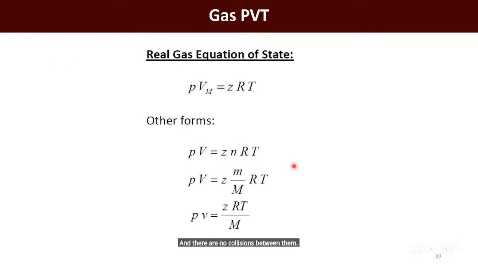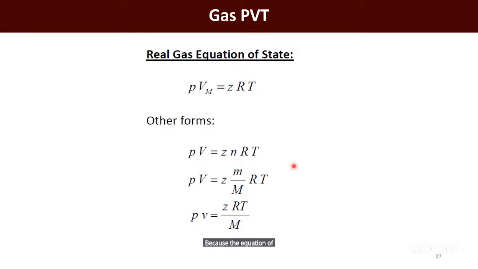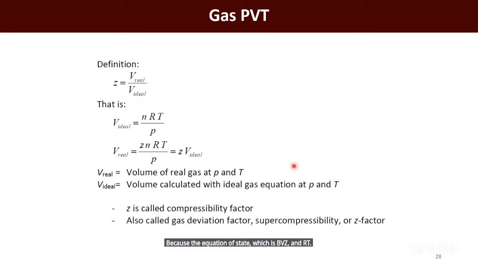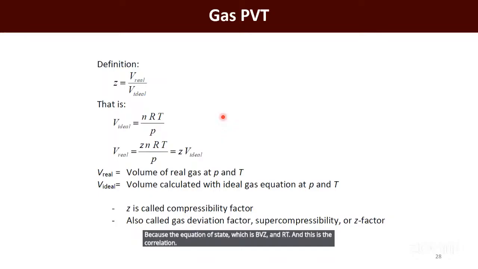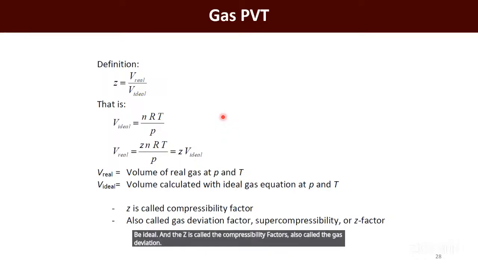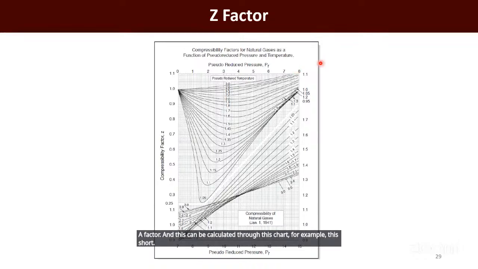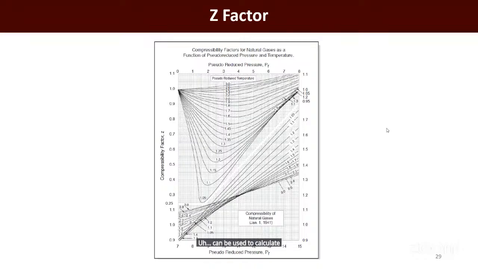Of course, this is not the reality, so we have a modification, the real gas equation of state, which is PV = ZnRT. And this is the correlation: V real is equal to Z times V ideal. The Z is called the compressibility factor, also called the gas deviation factor. And this can be calculated through this chart. For example, this chart can be used to calculate Z, or there are correlations like Abou-Kassem and Dranchuk and other correlations.